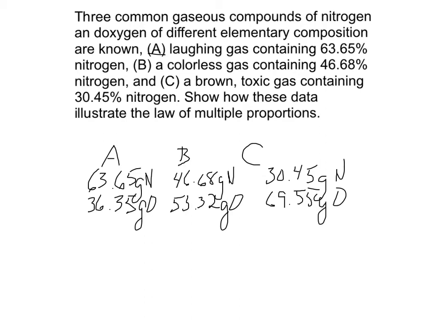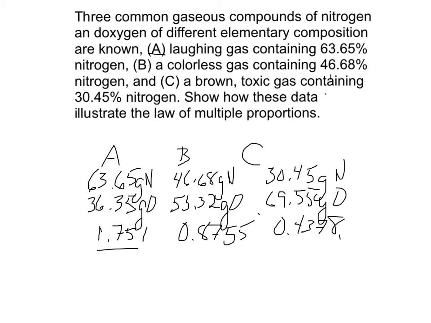So we divide each of these, and when we divide the nitrogen by the oxygen, we get the ratios of 1.751, 0.8755, and 0.4378. Now, if we divide all of these by the smallest ratio, which is the ratio here in C, we get a whole number answer.